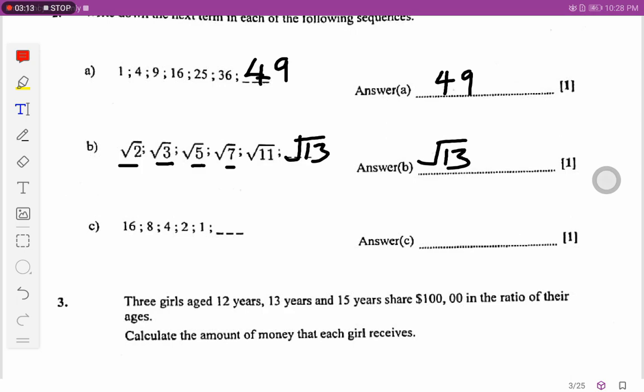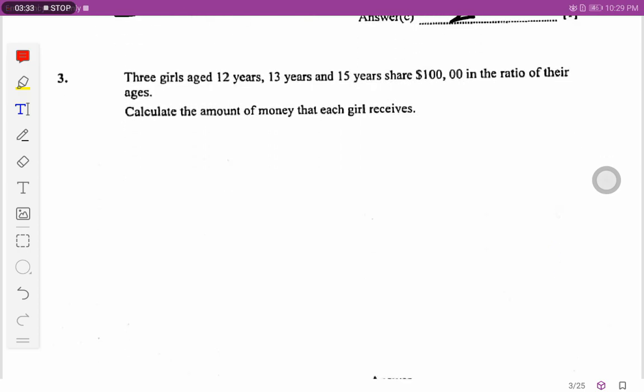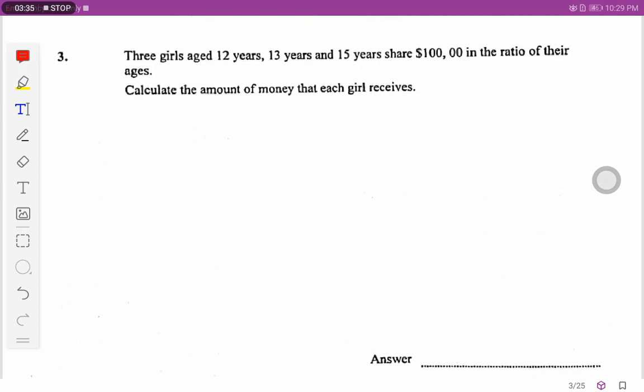Then for this one now, you find out we've got 16 and 8 is half of 16. 4 is half of 8. So at the end of the day, we're just finding half. The next term is half. Half of 1 is half. So our answer is half there. Okay, now let's go to number 3.